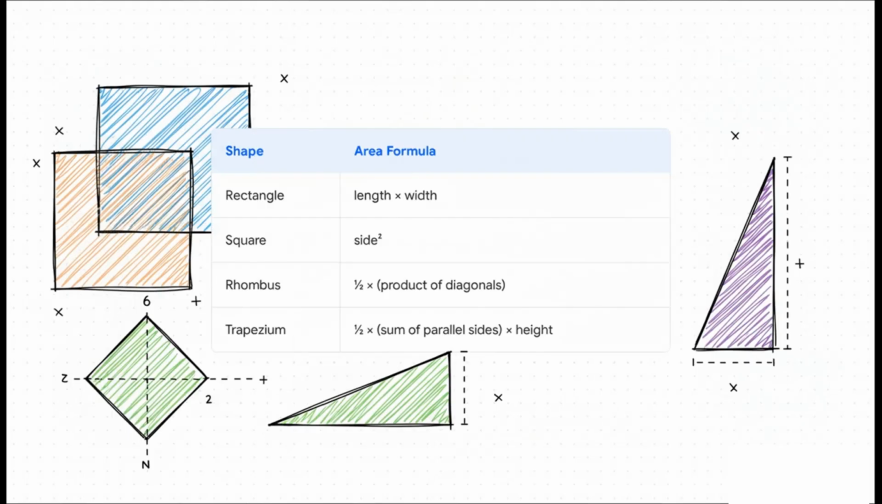It's pretty cool. And here are the go-to formulas for other common 4-sided shapes. A rectangle is just simple length times width. A square is just a special kind of rectangle, right? A rhombus and a trapezium have their own unique formulas, but at their core, they all rely on the same idea of breaking the shape down into simpler pieces.